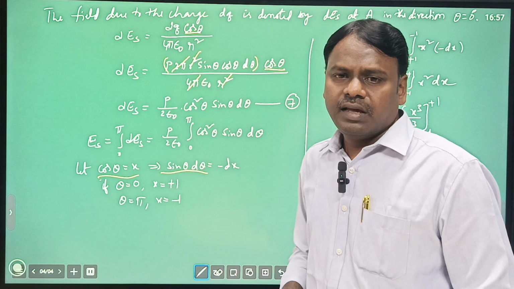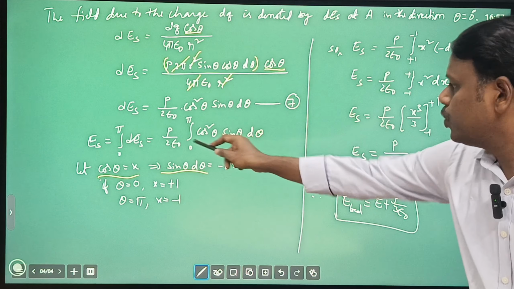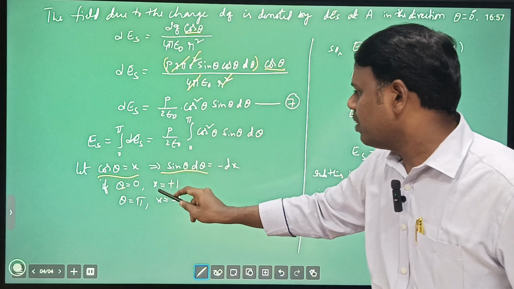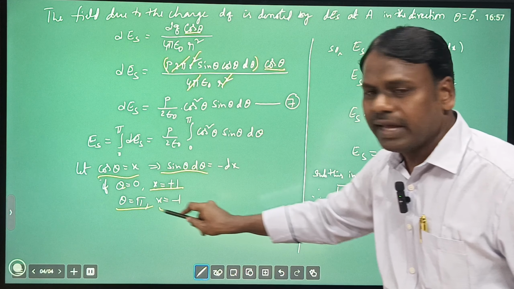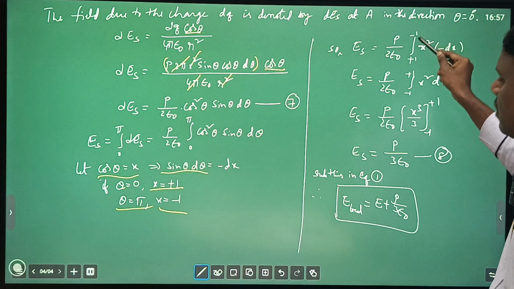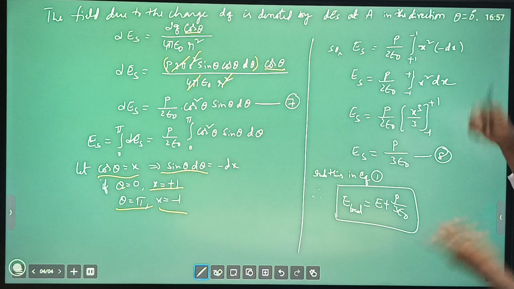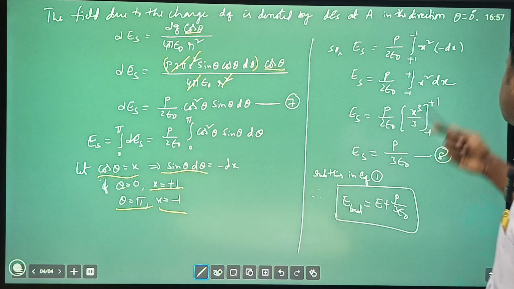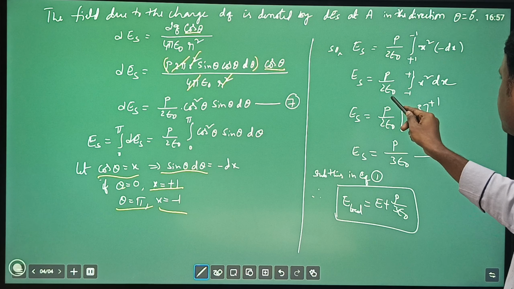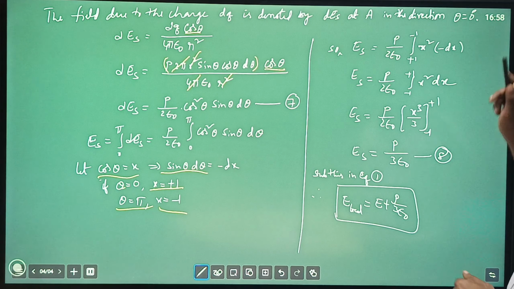If we apply this and change the limits, we can write Es is equal to p by 2 epsilon naught into the integral. If theta is equal to 0, x is equal to plus 1. If theta is equal to pi, x is equal to minus 1. So p by 2 epsilon naught into the integral from plus 1 to minus 1 of x square into minus dx. If we change the limits, we can remove the sign, so that Es is equal to p by 2 epsilon naught into the integral between the limits from minus 1 to plus 1 of x square dx.